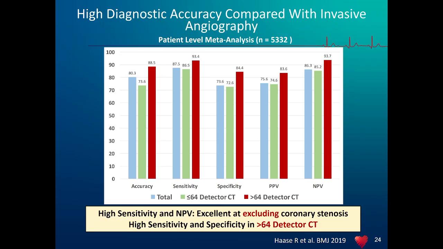This is again talking about sensitivity and specificity. These are the patients who had a CTCA and then went on to have a coronary angiogram, and it's showing how accurate they are, especially if the coronary arteries are normal.